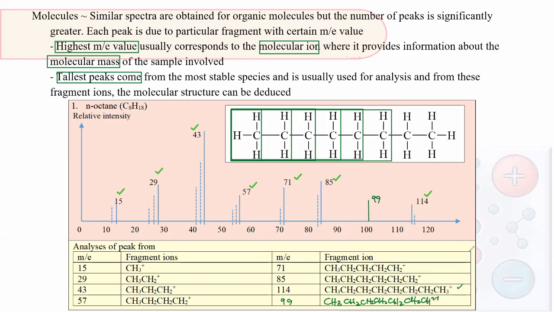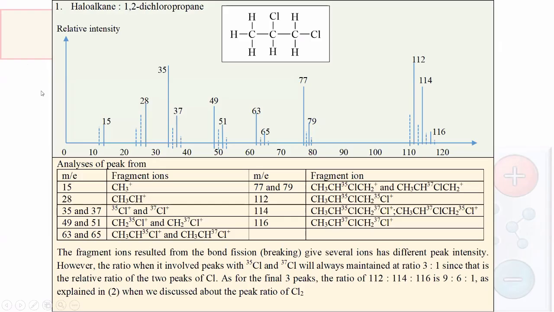Finally, for the last peak, which is 114, you have the whole molecular mass of this organic compound, which is 114. I hope this helps you understand how fragment ions are produced inside this mass spectrum. Now let's look at the second example, a haloalkane exemplified by 1,2-dichloropropane. These are the given fragment ions for 1,2-dichloropropane.